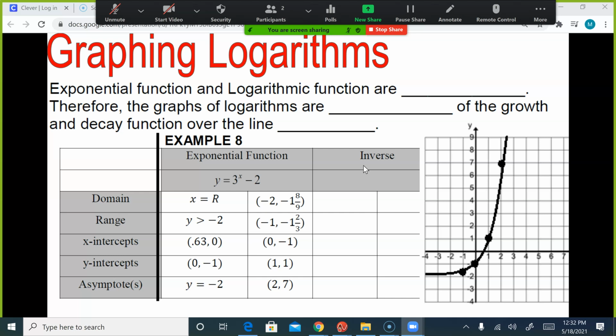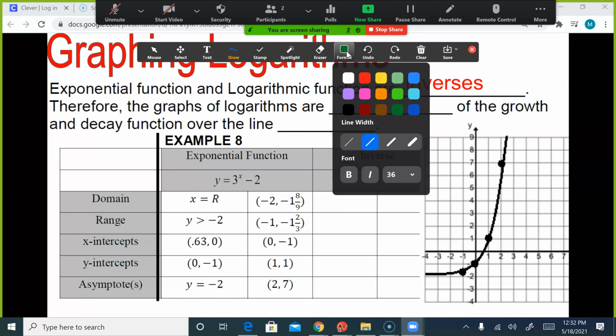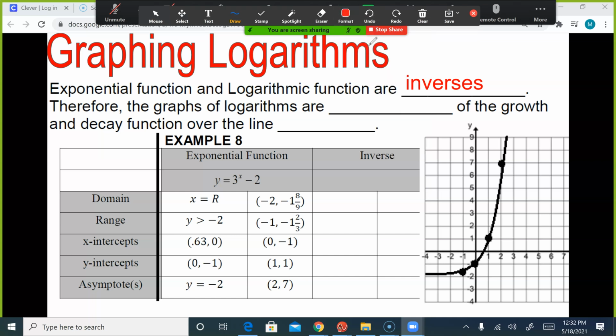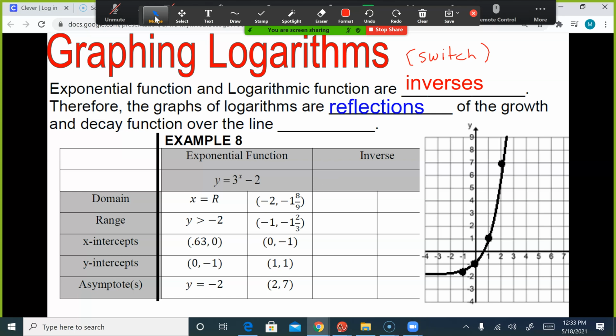So the important thing to remember between exponentials and logs is that they're inverses of each other. So if they're inverses, that means we're going to switch everything around. We're going to switch the points, the intercepts, the asymptotes, all that stuff, and the graphs are going to be reflections over the line y equals x. So I'm not going to ask you to graph these. I just want to graph the first one here, just so you can see what the graph looks like.